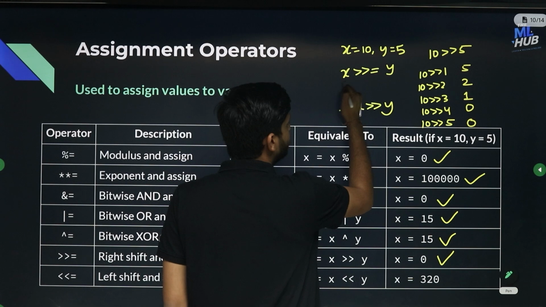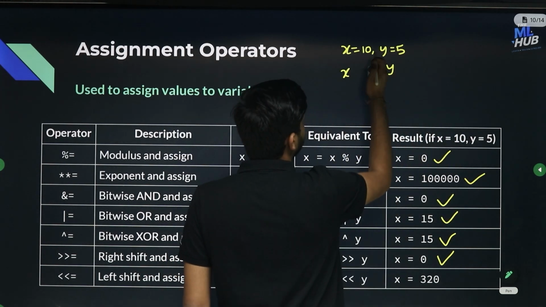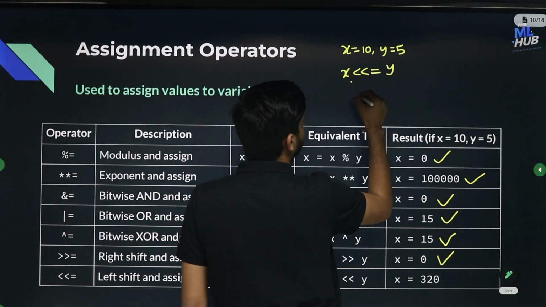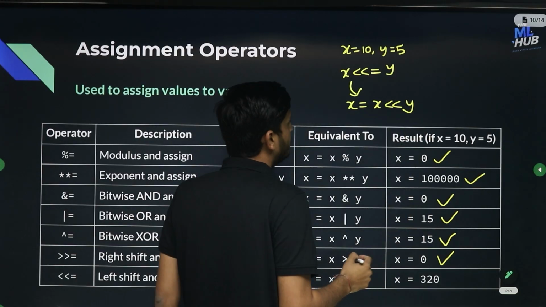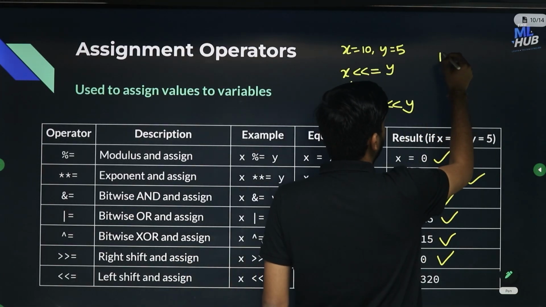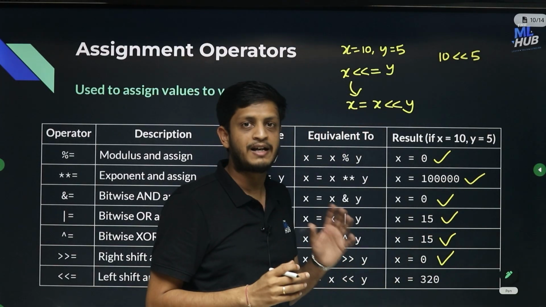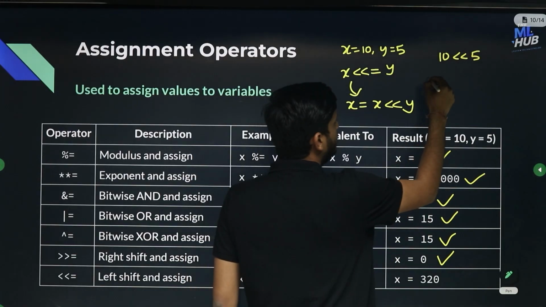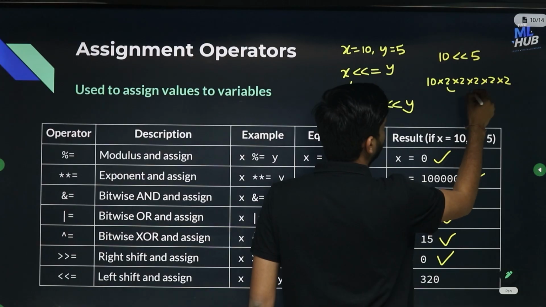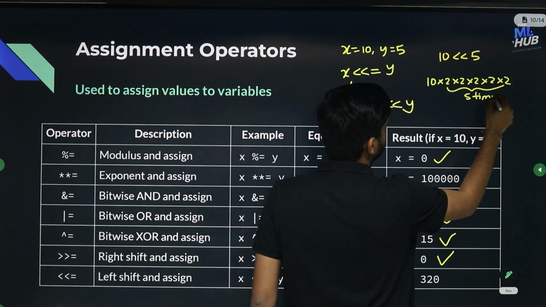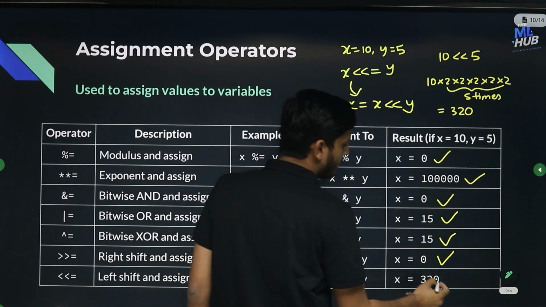Now let's see left shift operator as well. So if I write x left shift equal to y, it is equivalent of writing x equal to x left shift y. Okay, so it is like you want to left shift 10 5 times. So it is like you want to multiply 10 by 2 5 times. So the output will be 10 into 2 into 2 into 2 into 2 into 2, 5 times. So the output will be 32 into 10, which is 320. So 320 will be assigned to x. So at the end, x will become 320.